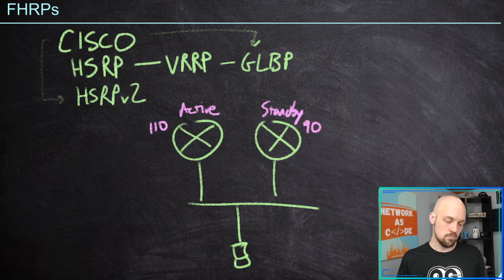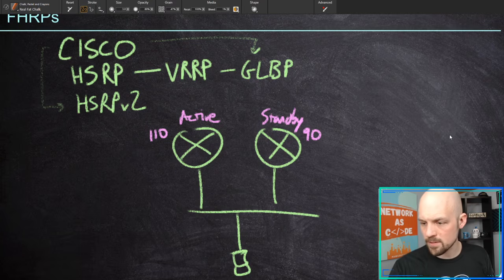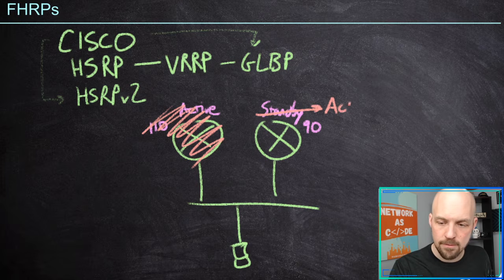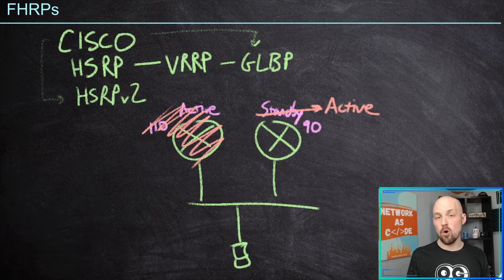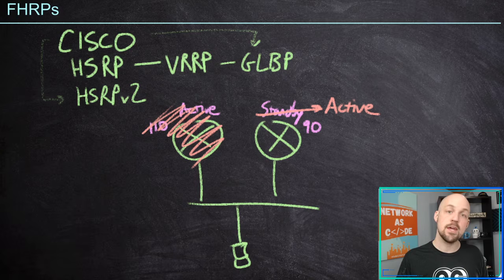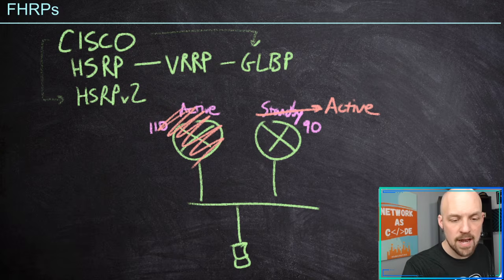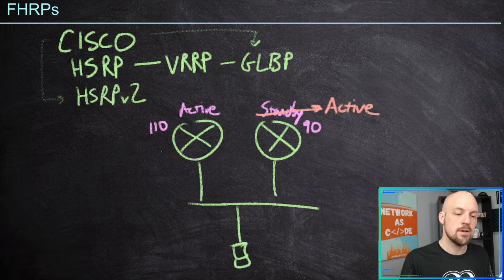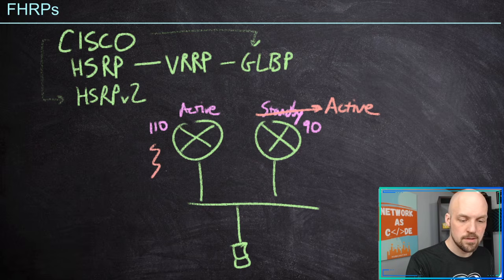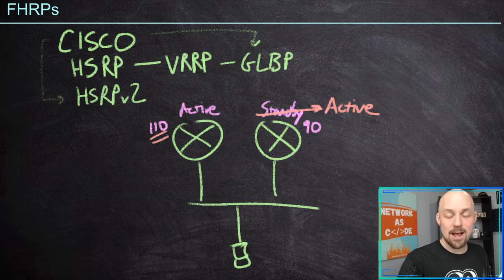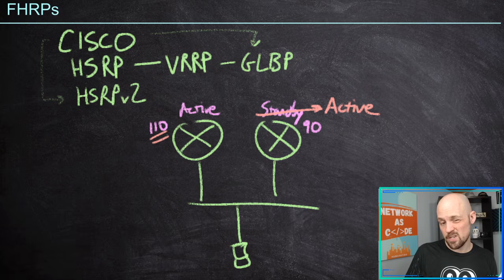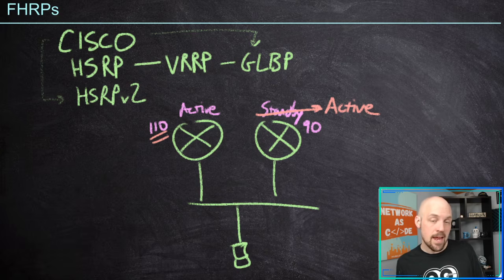And then, wouldn't you know it, this keeps happening, our primary goes down. So our primary router has gone down. Our standby has now become the active. But lo and behold, that router just hit a bug, it reloaded, and it's back online, not even 5 minutes later, touting a 110 priority. So I've got this 110 priority, and you've got a 90.